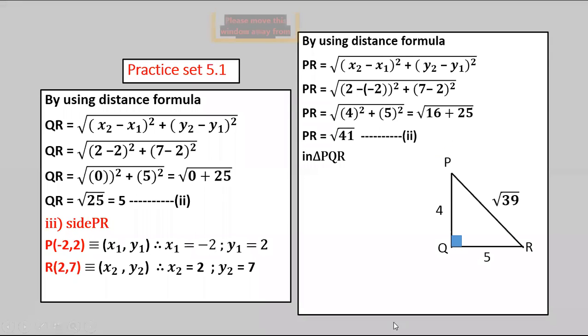In triangle PQR, the largest side is PR having length square root 41. The remaining two sides are PQ, which is equal to 4, and QR, which is equal to 5.